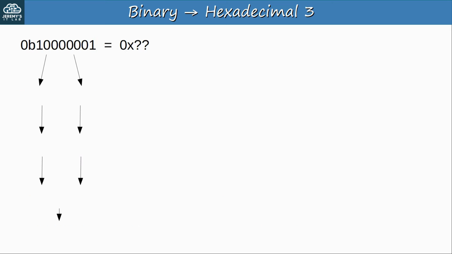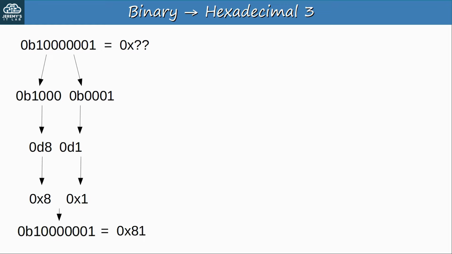We'll do one more for binary to hex. Pause the video to try it out. Let's check. First, split the number into 4-bit groups. Convert each group to decimal. Convert each decimal number to hexadecimal. And there's the answer. Binary 10000001 is equal to hexadecimal 81.